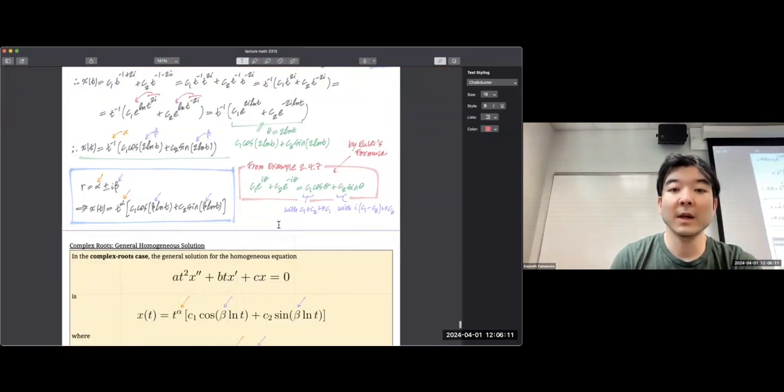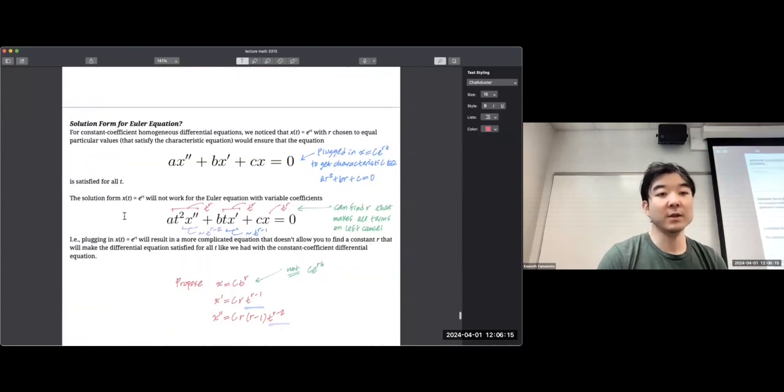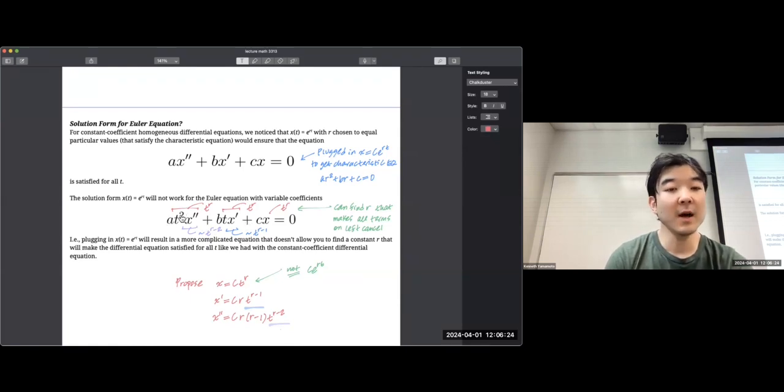Okay, we were looking at Euler equations. This is our first version of a non-constant coefficient differential equation because you have a t squared in front of this and a t in front of this, but they're a very particular form. It's equidimensional, which means that the power on the t is the same as the order of the derivative.